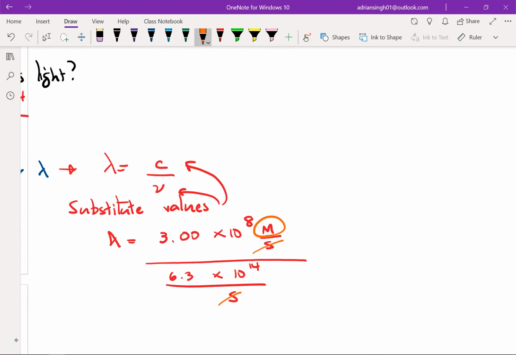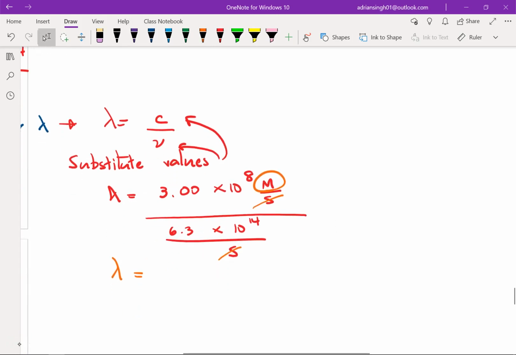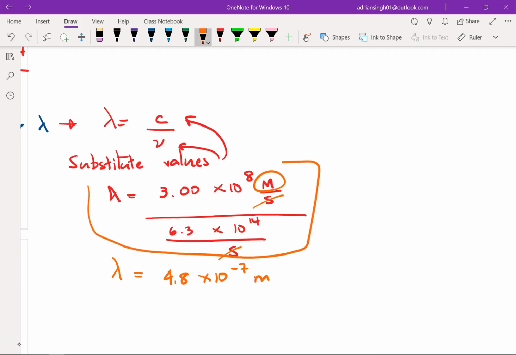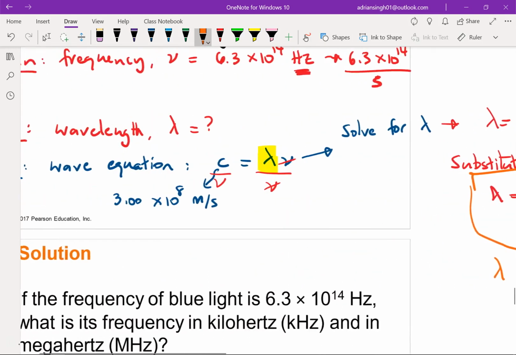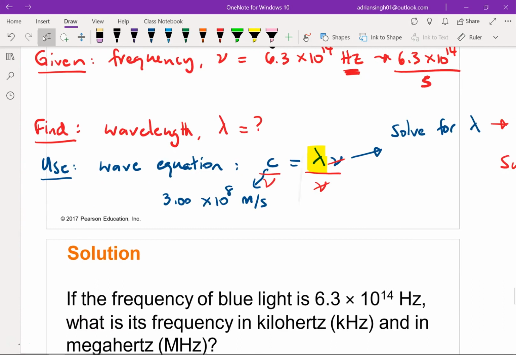All right, so our lambda, our wavelength here, is going to be equal to, so if we plug that into our calculator, again, what we'll get here is 4.8 times 10 to the negative 7, and then the only unit left is meters in our setup that we have here. All right, but we want not meters, we want our wavelength in nanometers.